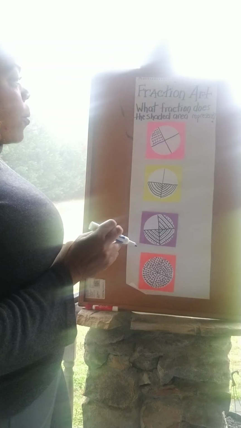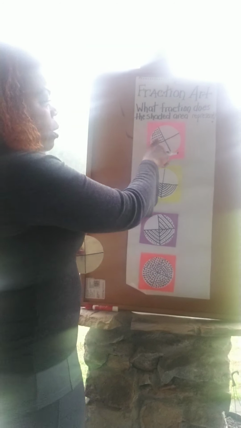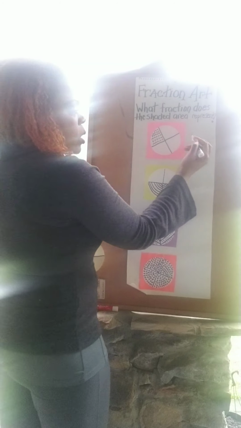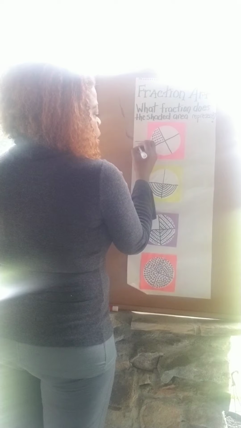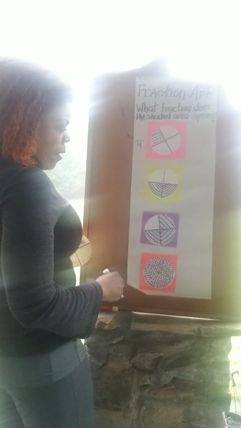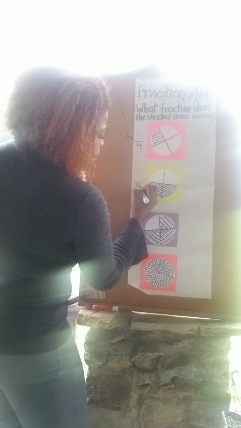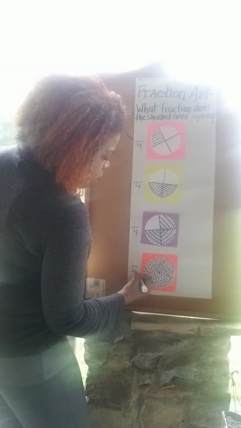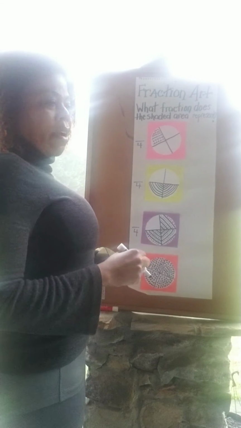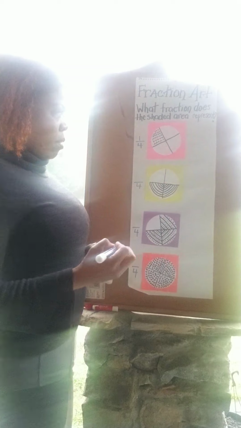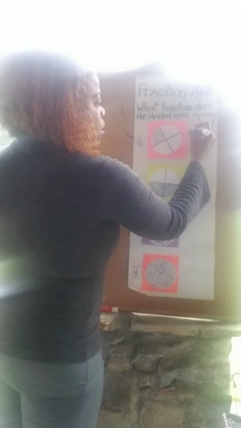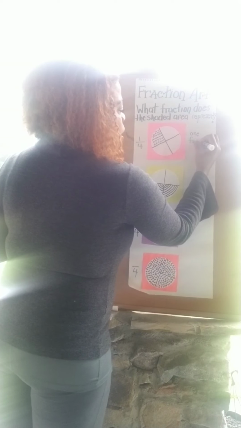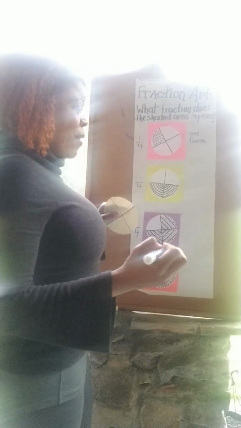Awesome. Okay, so let's go over this. Fraction art. What fraction does this shaded area represent? Okay, so we talked about numerator and denominator, right? The 4, okay? All of these are divided into 4, so I can make that fraction on all of them because it's all in fourths, okay? What area is shaded? 1/4. 1/4 is shaded. Okay? It's divided into fourths.